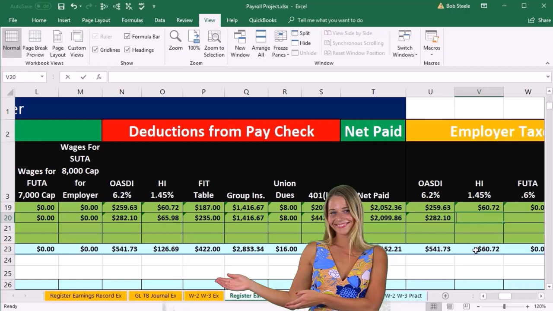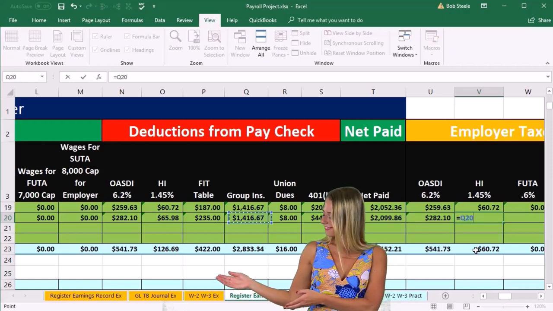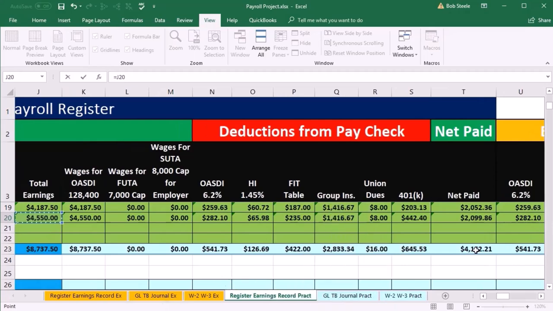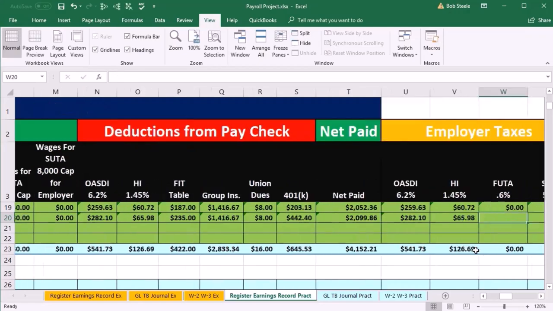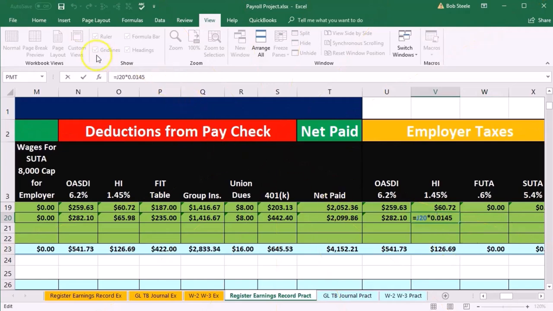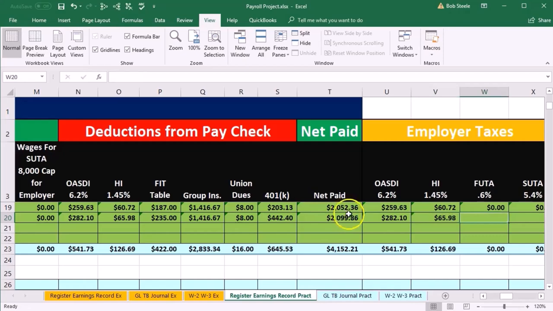HI Medicare equals left, left, left, left, left, left, left, left, left, left to total earnings times 0.0145. Tab. Now, if you couldn't see that, here it is. It's also up here in the formula bar. It's always there when we do the calculation.